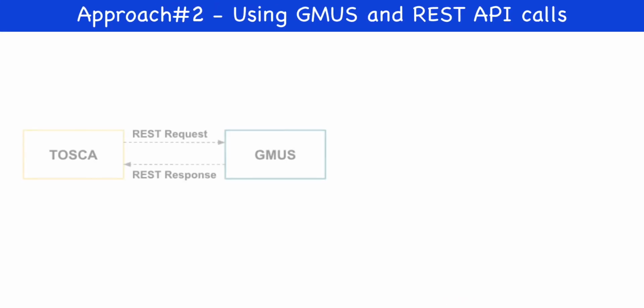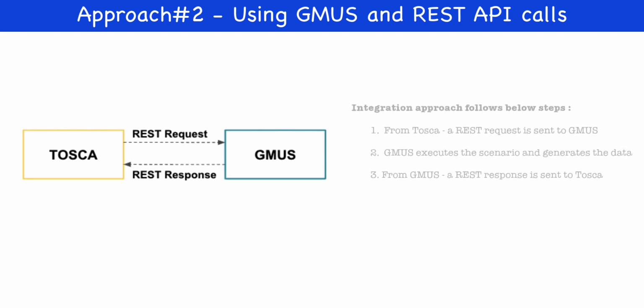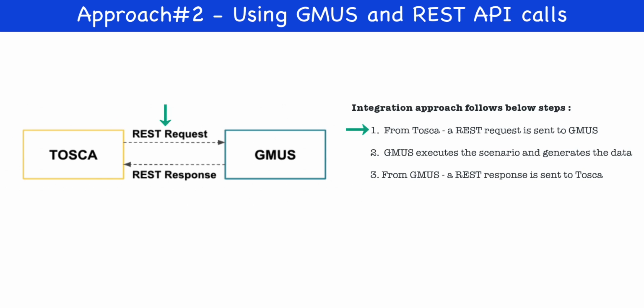Now let's have a look at the second integration approach, which is even more powerful as it integrates with GenRocket components through REST calls from Tosca. This approach follows 3 simple steps. Tosca makes a REST call to GMUS, and then the GenRocket multi-user server executes the scenario and generates the data. In the end, the REST response is then sent back to Tosca.